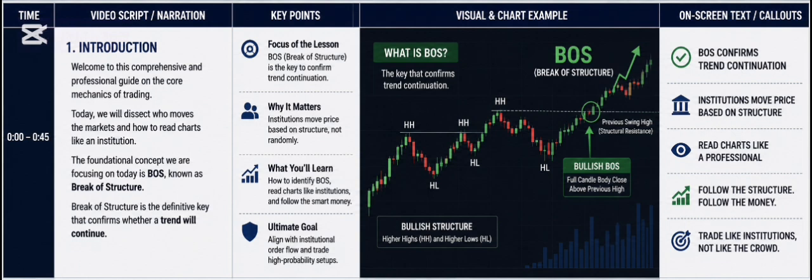aligning your execution with bearish structure keeps you safe from sudden volatile market spikes. Persistent structural breaks signify clear capital delivery, and break of structure is your visual road map.